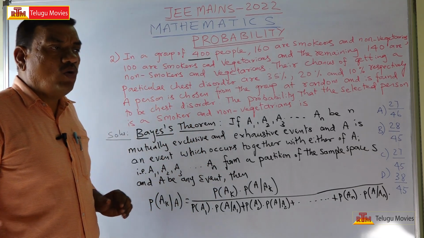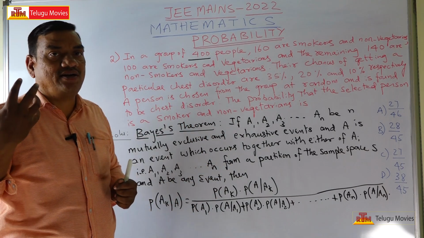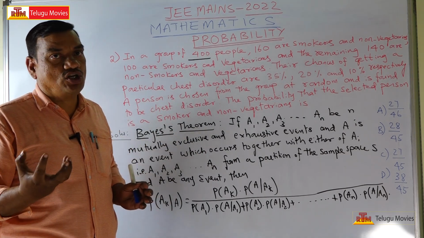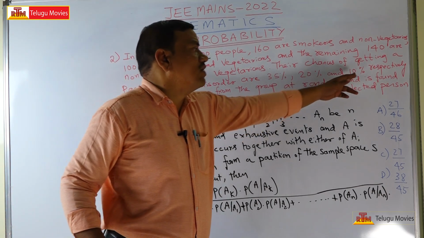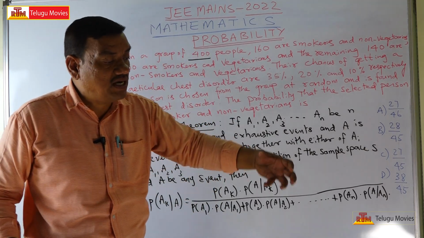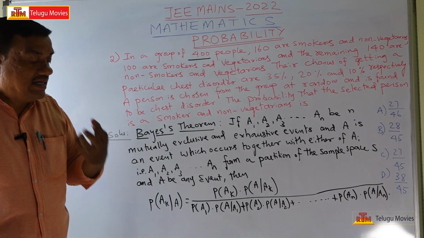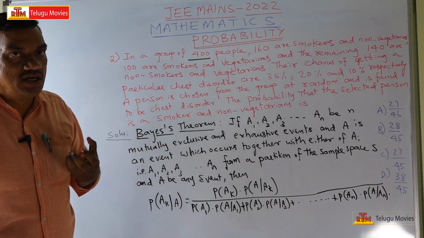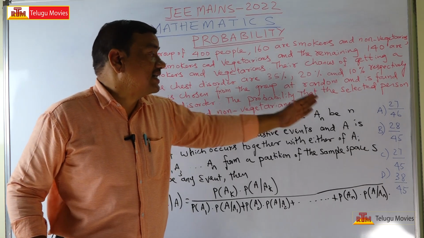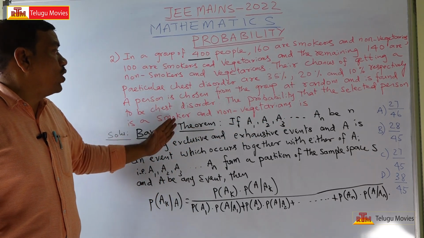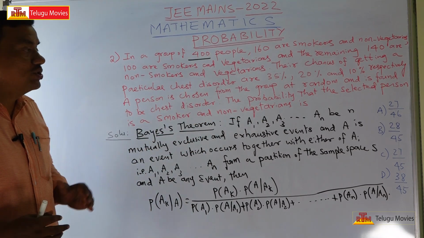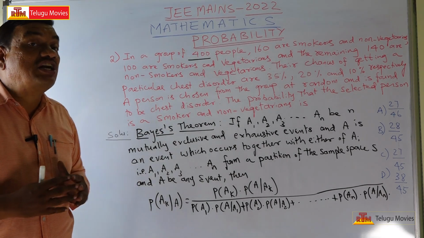Now, in that group of 400 persons, one person is selected and he surely has a chest disorder, because all will have some chest disorder. From that 400, one person is selected and that selected person has a chest disorder. Then we have to find the probability that the selected person is a smoker and a non-vegetarian. So this is a conditional probability problem.